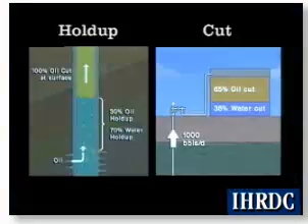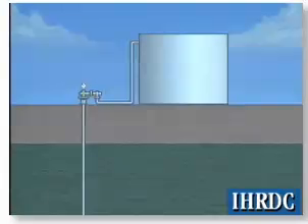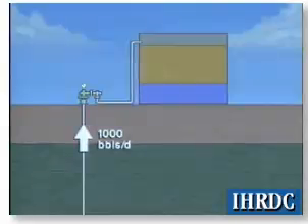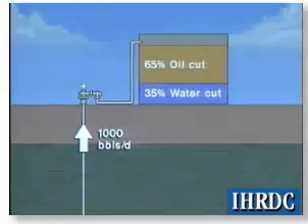The two terms used in vertical flow measurement, holdup and cut, are often misunderstood. Cut refers to the amount of a particular phase that is being produced. For example, if 1,000 barrels per day (159 cubic meters per day) of liquid is produced, and 350 barrels of it are water, the result is a 35% water cut and a 65% oil cut.